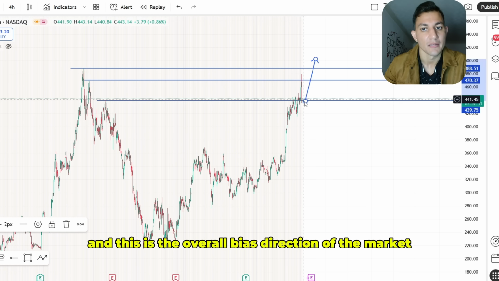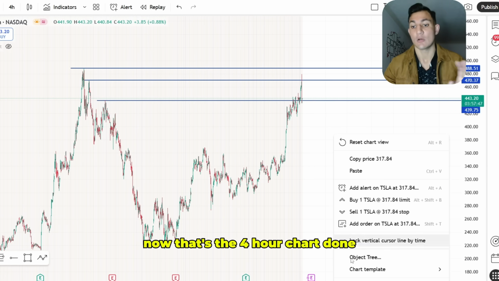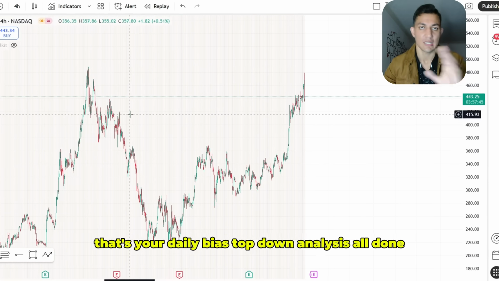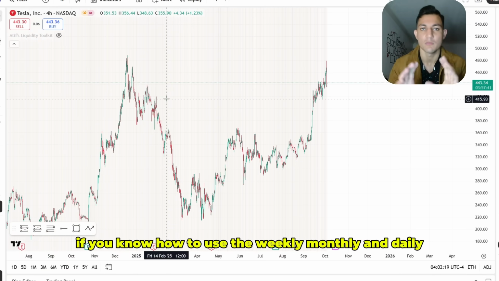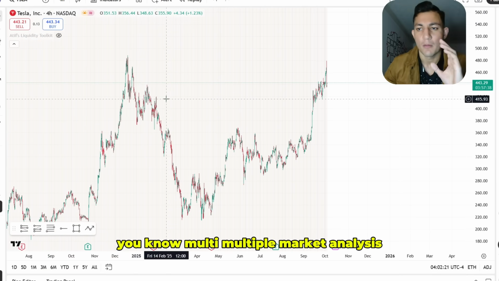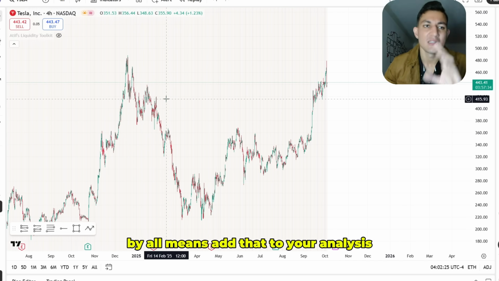And this is the overall bias direction of the market. So we have our bias, we have our direction, we are bullish. Now, that's the 4 hour chart done. That's your daily bias, top-down analysis, all done. If you know how to use a weekly, monthly, daily, multiple market analysis, the strongest and weakest pairs, by all means add that to your analysis.